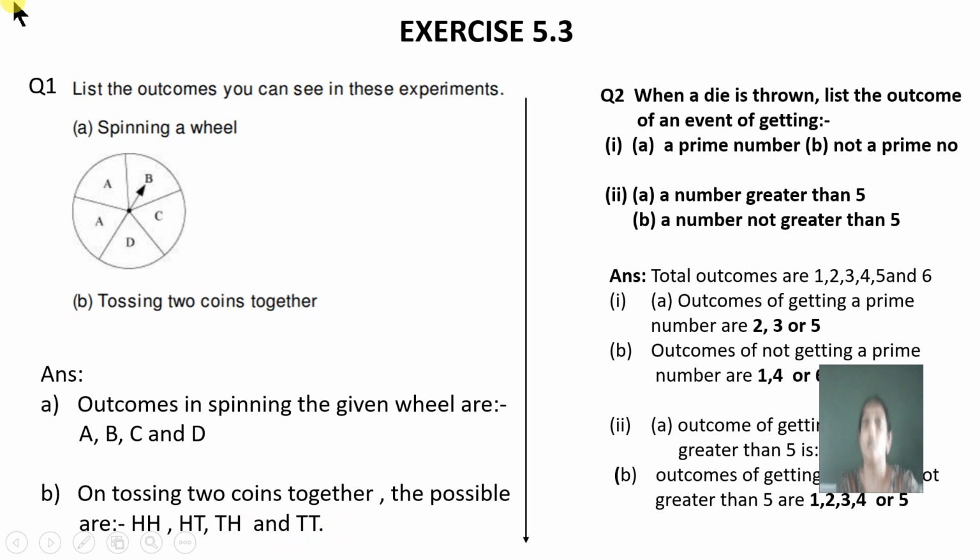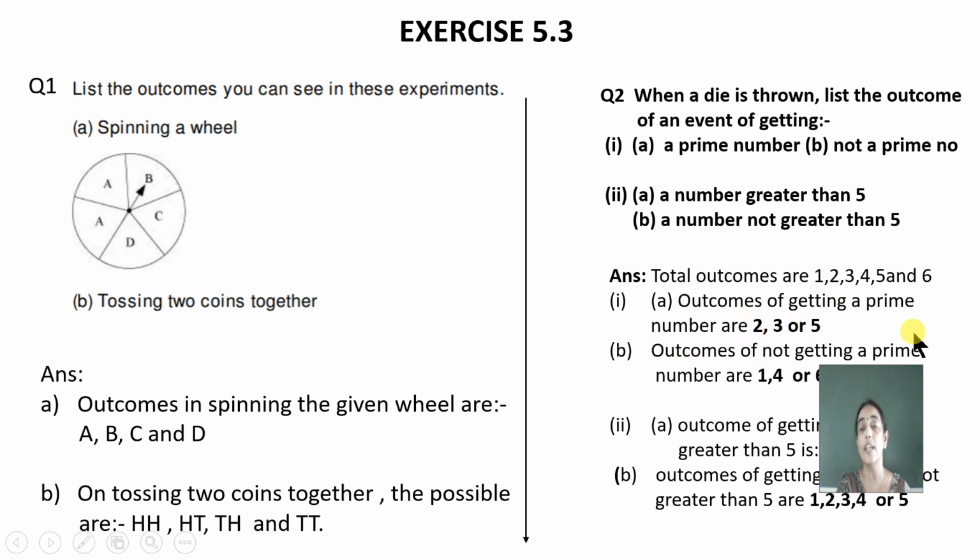Let's go to question number 2. When a die is thrown, list the outcomes of an event getting a prime number and not a prime number. So I will just start with the first one. Total outcomes when a die is thrown are 1, 2, 3, 4, 5 and 6. So total number is 6. Now the first one, outcome of getting a prime number, just the outcomes are asked. So these are the outcomes of getting a prime number: 2, 3 or 5.